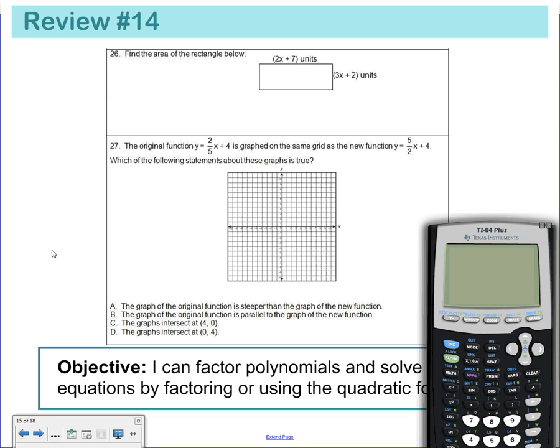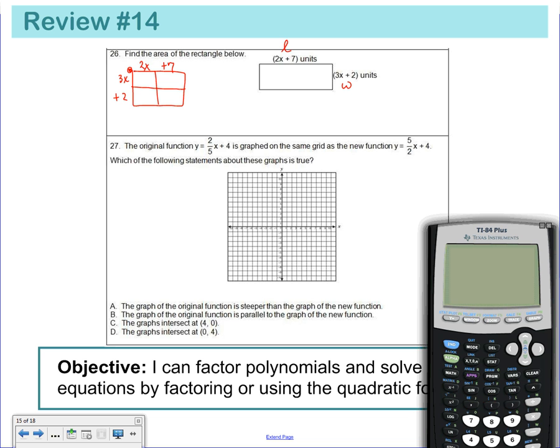We want to find the area of the rectangle below. Asking the same type of question. Again, I'm going to use my box. It's my visual. We have 2x plus 7. That's across the top because that's my length, times my width, 3x, and then plus 2.